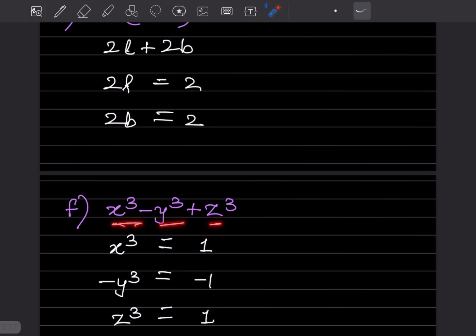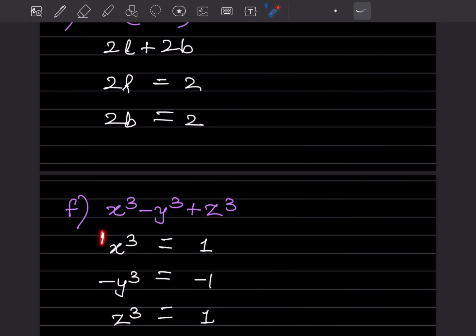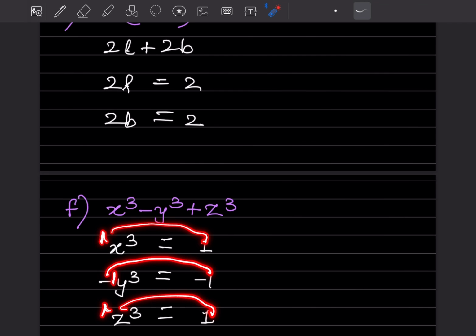There are 3 terms. I have written them over here along with the sign. The coefficient of this will be 1. This is going to be minus 1. And this again is going to be 1.